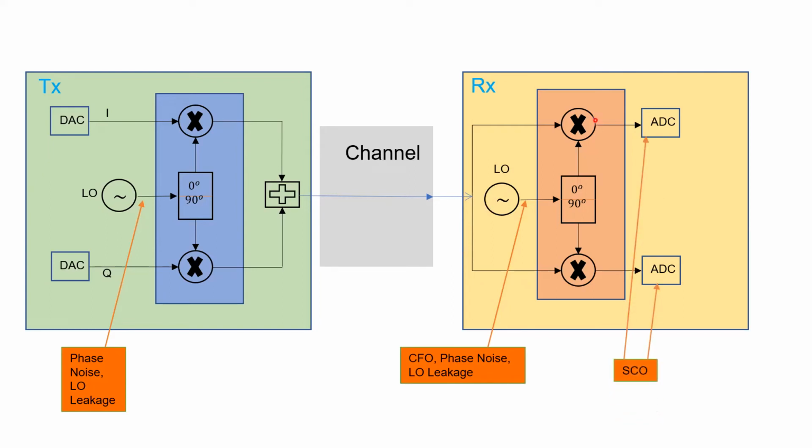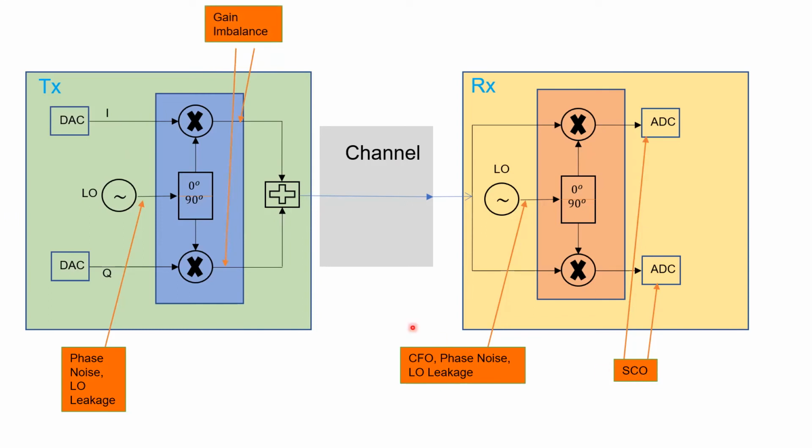Then, after down converting it, we have to sample it again. There has to be some sampling frequency at the transmitter, let's say 100 mega samples per second. But on the receiver, because the hardware is different, it may have some offset. So that can introduce some sampling clock offset or SCO.